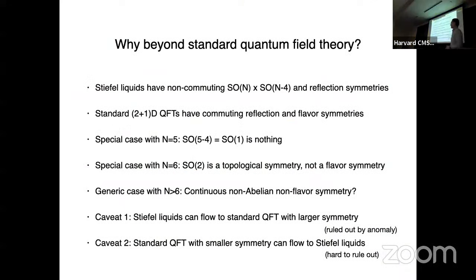So why do we think the stiefel liquids with n larger than 6 do not have the standard renormalizable Lagrangian description? It's because the stiefel liquids have some strange symmetries. I'm sorry, I think there are two things, right? Non-Lagrangian description and non-renormalizable, these are two different things.